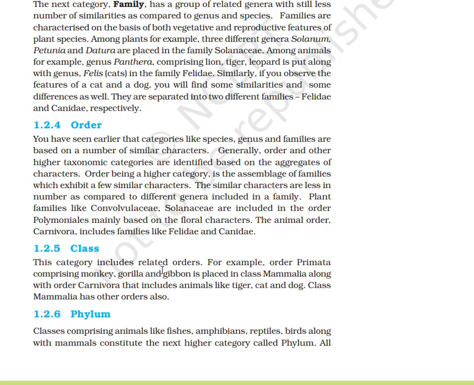Class. This category includes related orders. For example, order Primata, comprising monkey, gorilla, and gibbon, is placed in the class Mammalia, along with the order Carnivora that includes animals like tiger, cat, and dog. Class Mammalia has other orders also.